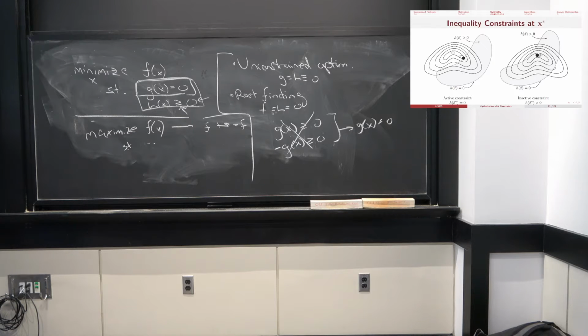On the left-hand side, what happens? The minimum point of f, this point here, is not within the feasible set. So when I add the constraint, I can no longer call that the optimal point. It has to move. Does that make sense?